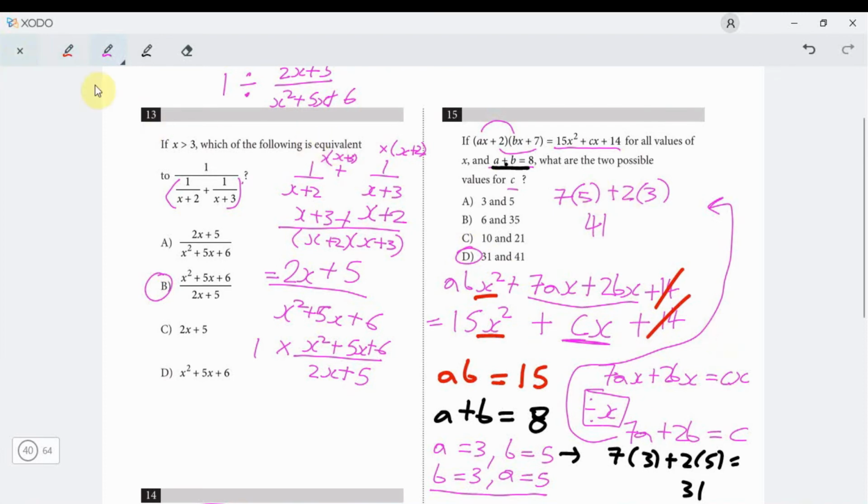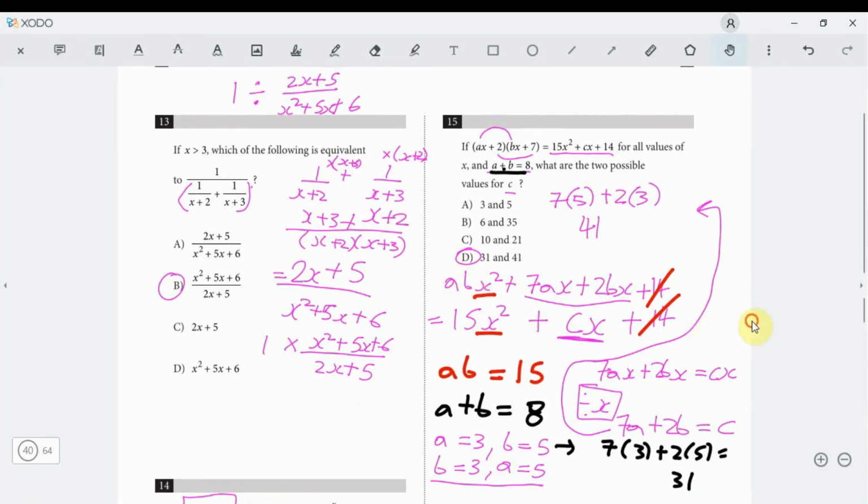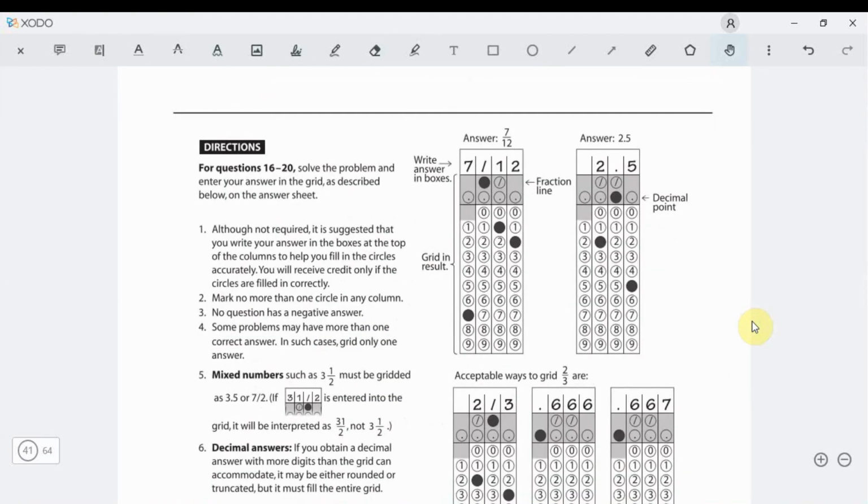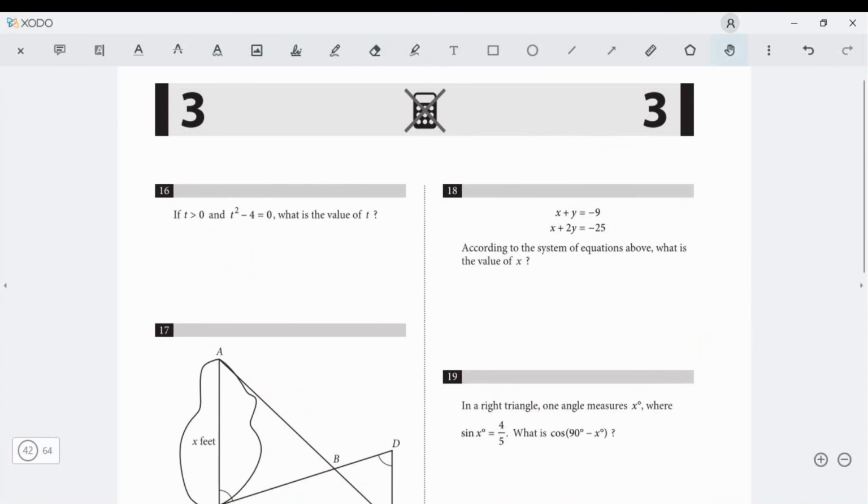And that's it. So we finished the multiple choice part, and now we go to the bubble part, the part that you shade in the bubble sheet. So if t is greater than 0, what's the value of t in this equation? First thing, t squared is equal to 4 when you bring it over. Then we square root both sides, t equals 2, because they told us t is greater than 0. So that's your answer, t equals 2.